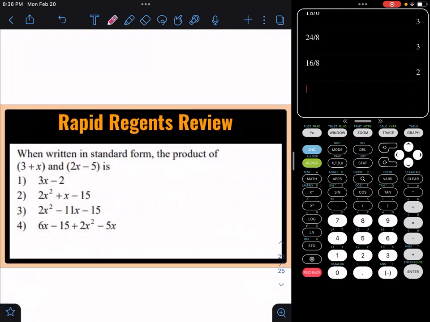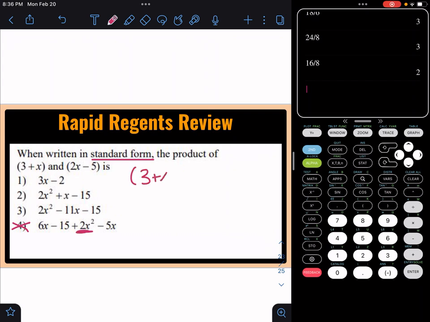And this is a rapid review. When written in standard form, remember standard form means highest exponent first to lowest. So let's make sure they all have that. I would have to get rid of choice 4 because this has the highest exponent in the middle. Everything else looks good.